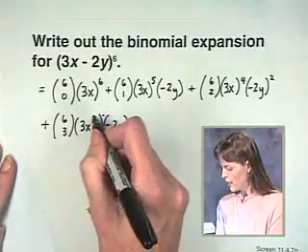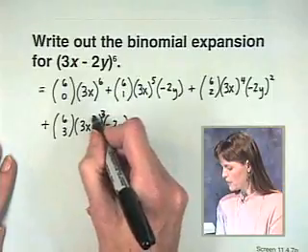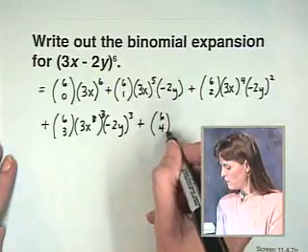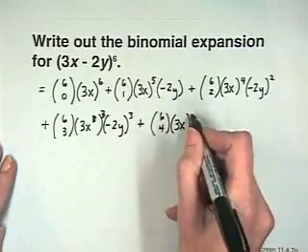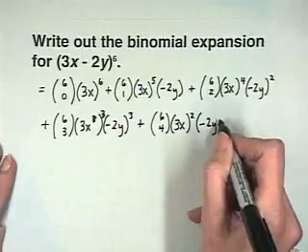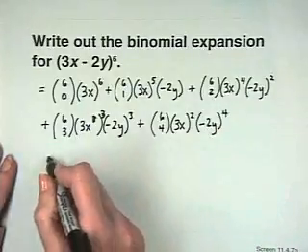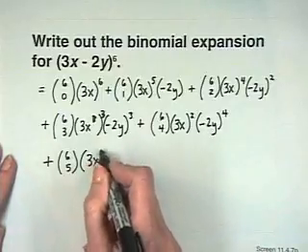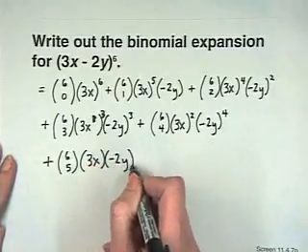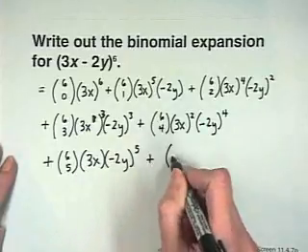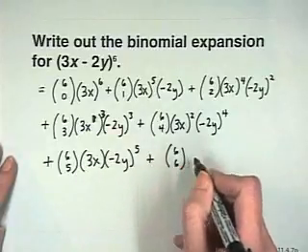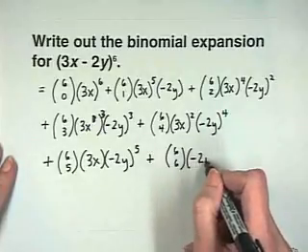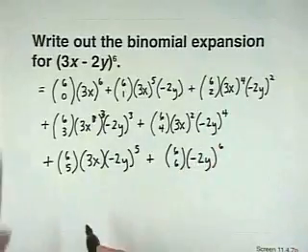I need that cube on the outside of the parentheses here, my mistake, plus 6 choose 4, 3x squared, negative 2y to the 4th, plus 6 choose 5, 3x to the 1st, negative 2y to the 5th, plus 6 choose 6. 3x is to the 0 power, so we don't have to write it down. Negative 2y is to the 6th power.